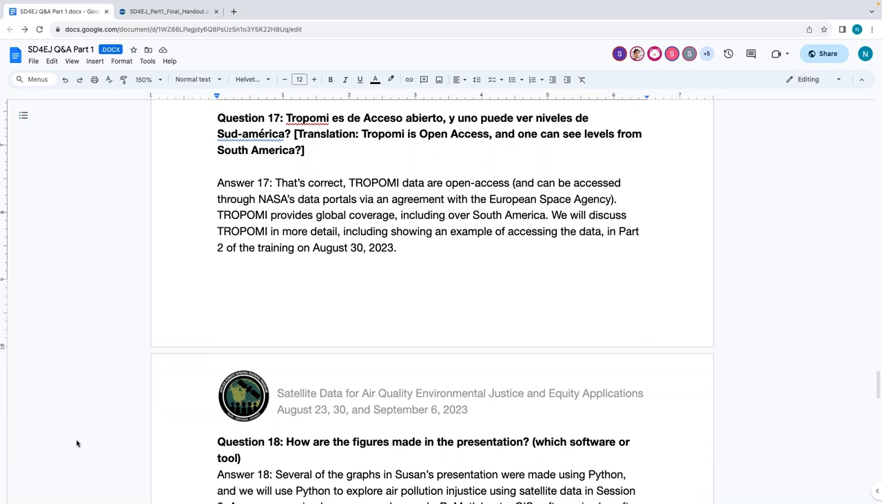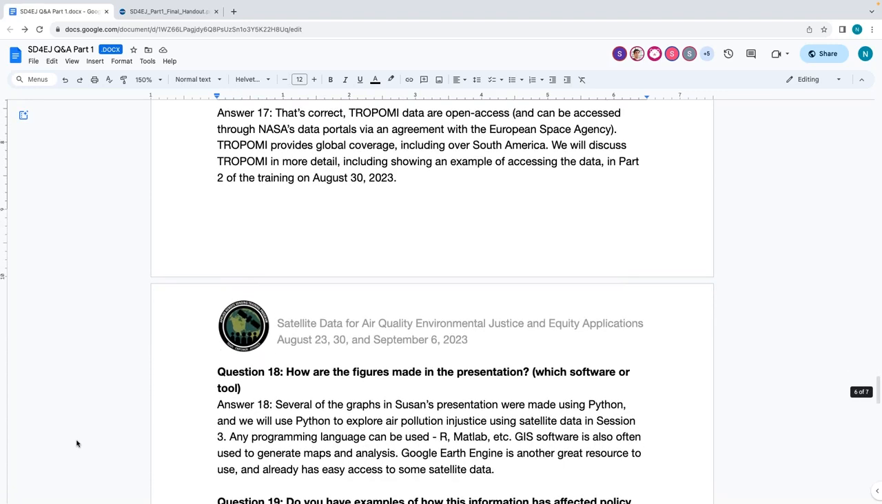Is TROPOMI open access and can one see levels from South America? Yes, all TROPOMI data are open access and can be accessed through NASA's data portals. We'll talk about this more next week. And it is a polar orbiting satellite, which means it sees the entire globe once per day. Because of the swath, I should say, there's daily coverage.